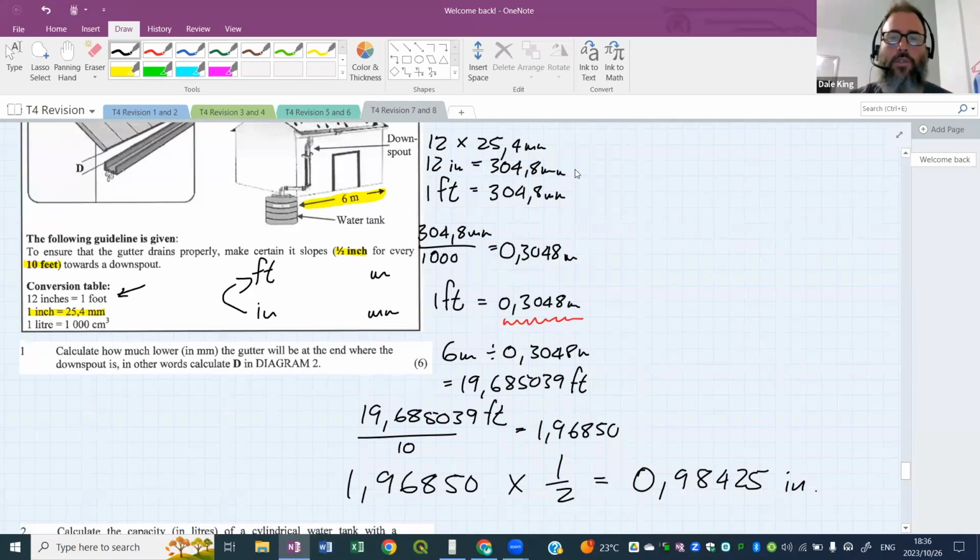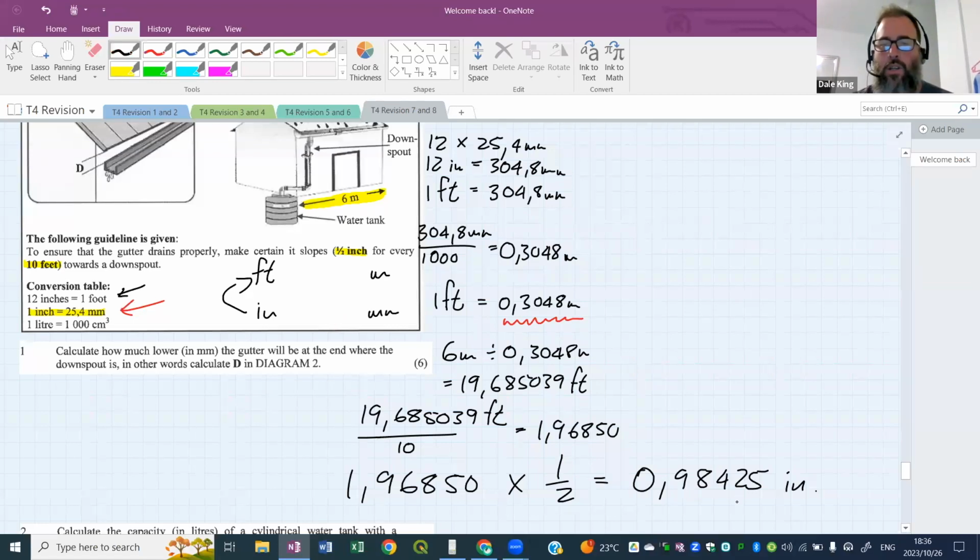I hope you guys are all happy so far. This is how many inches I've got to drop this gutter. Are we done? Is that it? What do you guys think? Good, I'm glad you're saying no, because they don't want it in inches. They want it in millimeters. And I just so happen to have an inches to millimeter conversion. 1 inch is 25.4 millimeters.